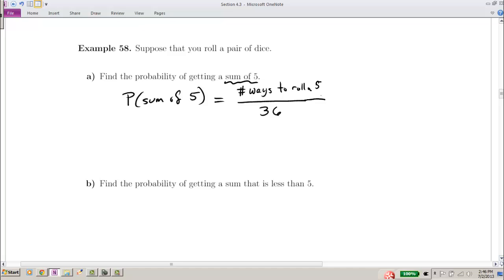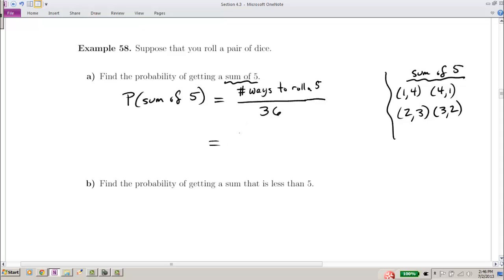So let's figure out how many ways we can roll a 5. Well, we could have a 1 and a 4, or a 4 and a 1. We could have a 2 and a 3, or a 3 and a 2. And those are the only outcomes that will add up to 5. So that's a total of 4 possible outcomes out of the 36. And we can reduce this fraction to give us 1/9.